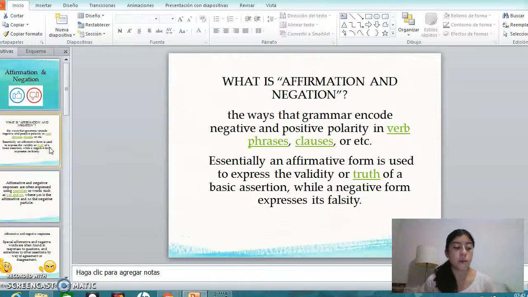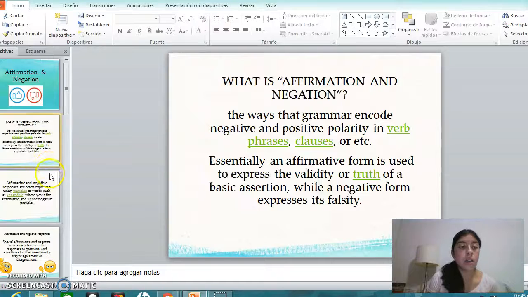These are the ways that grammar encodes negative and positive polarity in verbs, phrases, clauses, among others. Essentially, an affirmative, also known as positive, form is used to express and validate the truth of a basic assertion, while a negative form expresses that it's false, that it's not true.